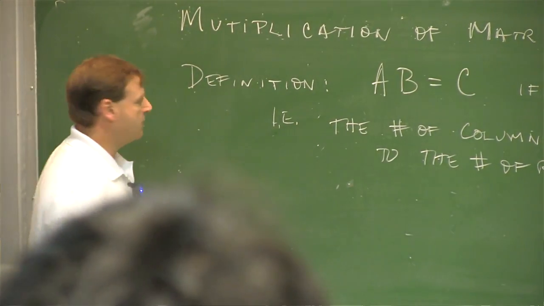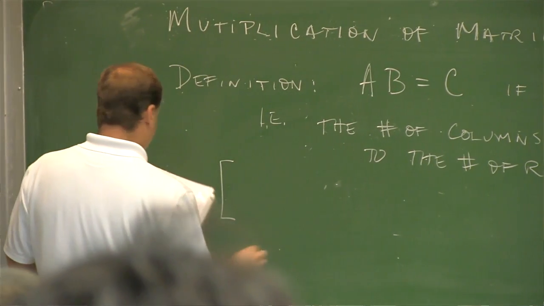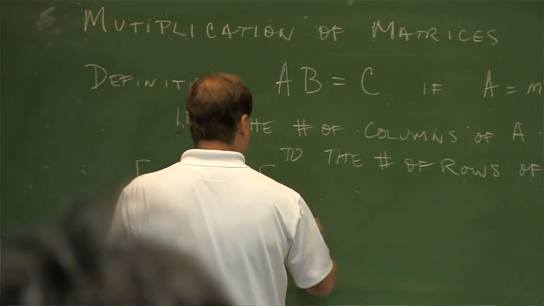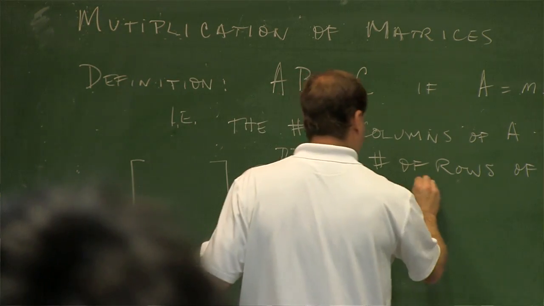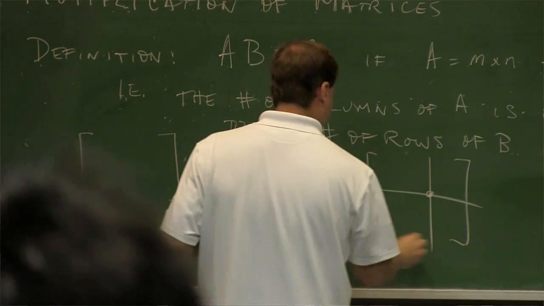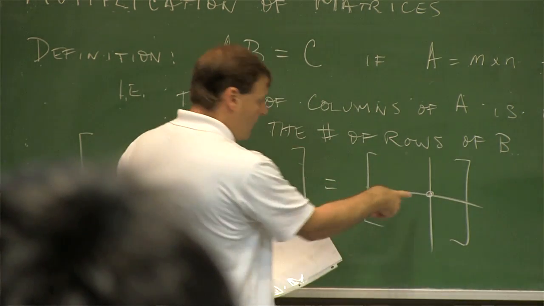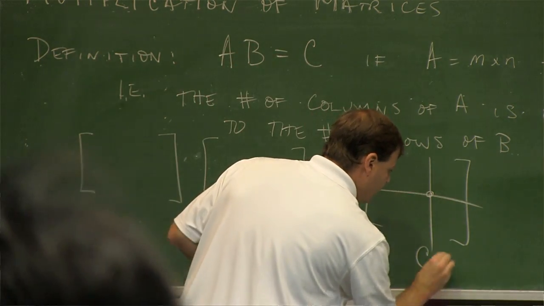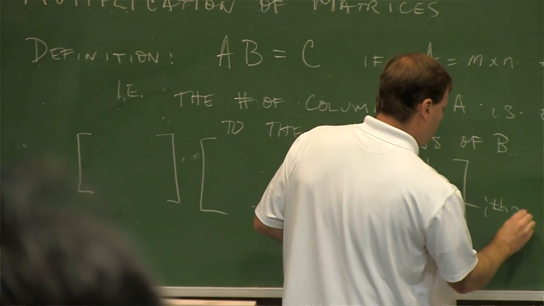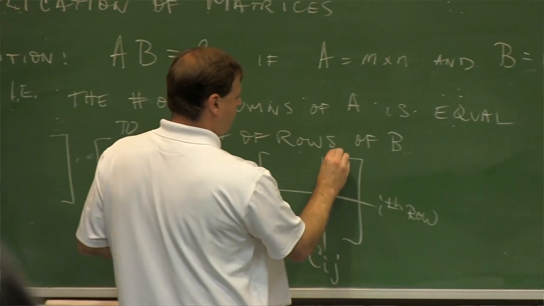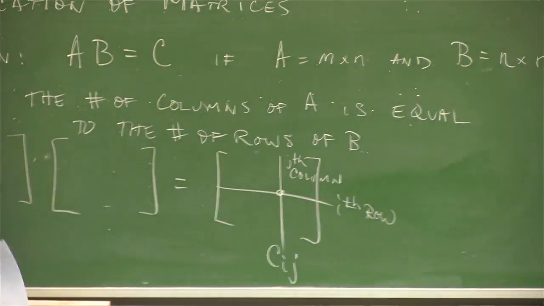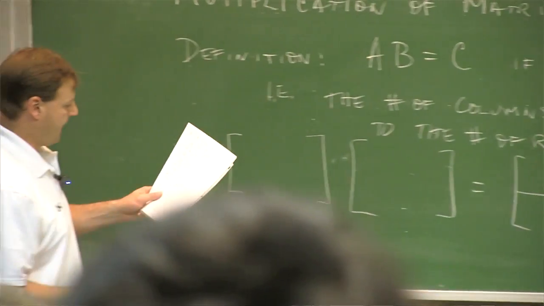And let's draw it out. So here's A, and then here's B, and then here's C. This is C here, and so this is a particular element in here, Cij. It's in the ith row and the jth column. That's where it is. So how do I get to that guy?